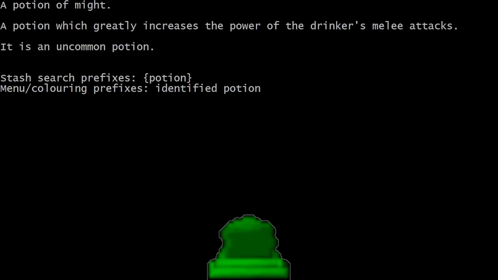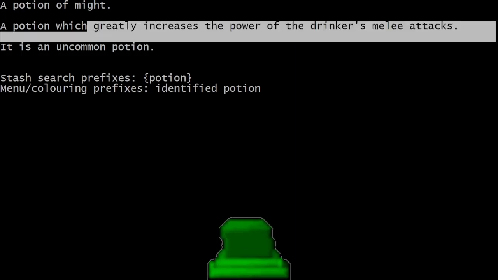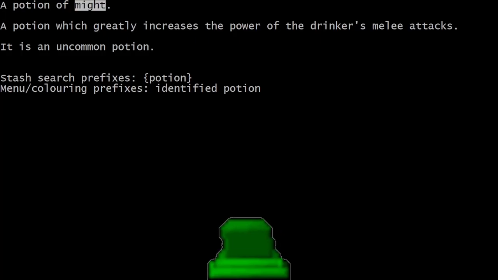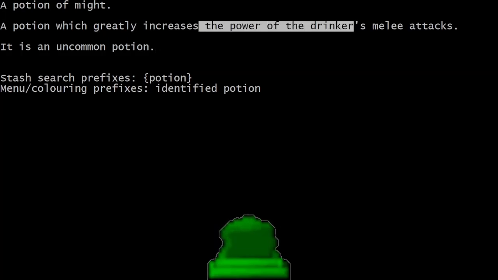Next on the list we have Potion of Might, a potion which greatly increases the power of the drinker's melee attacks. It is an uncommon potion. Very self-explanatory as well. You grow mighty and deal more damage. If you want to know what this means, it's 1 dice of 10 extra damage on every attack. Due to the nature of it being a fixed damage increase, 1 dice of 10, an additive increase instead of a multiplicative increase, it is much better when you're doing many attacks per turn.